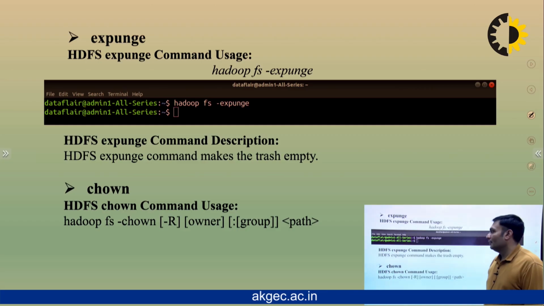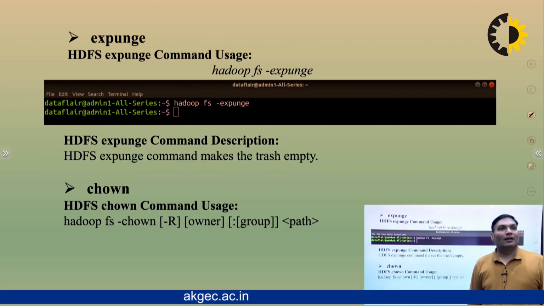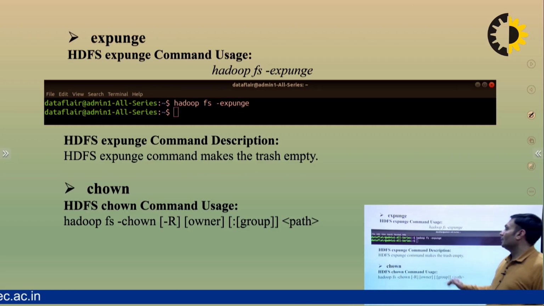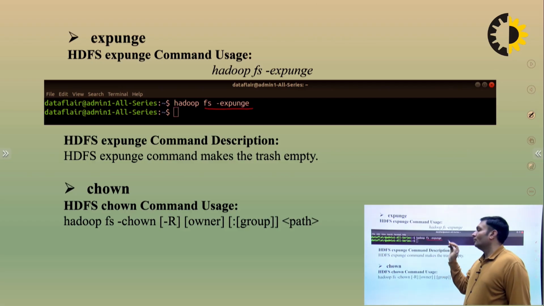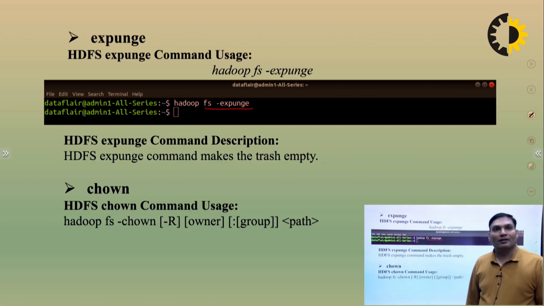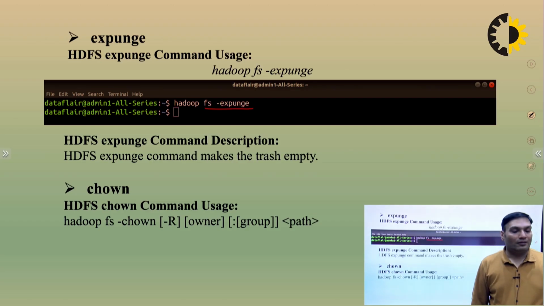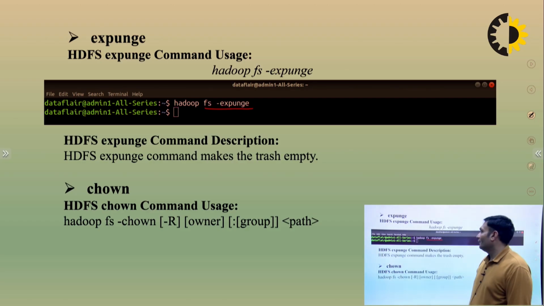Expunge command. Basically this command makes the trash empty. The recycle bin can be emptied with this expunge command. There is no path given with this expunge command. We will just write hadoop fs -expunge.